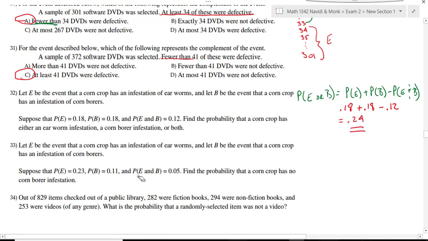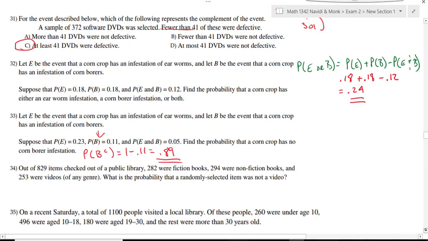I'm given different numbers now, and I'm asked to find the probability that a corn crop has no corn borer infestation. In this problem, we were asked to find the probability that a corn crop has no corn borer infestation. Here's the probability that it does. If it doesn't, that's the complement. So we do 1 minus the probability of the event, gives us the probability of the complement.